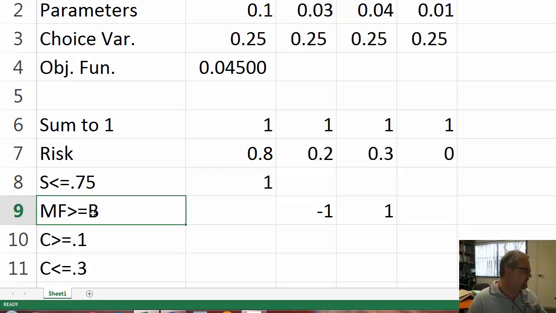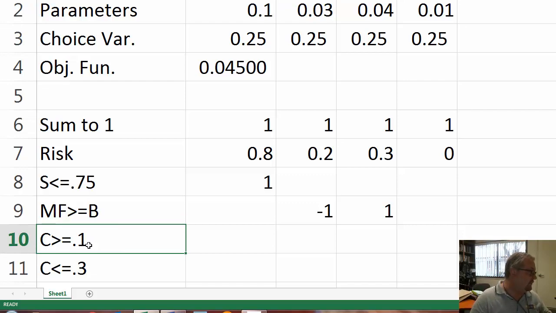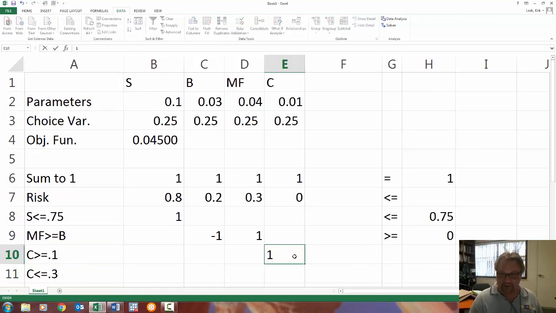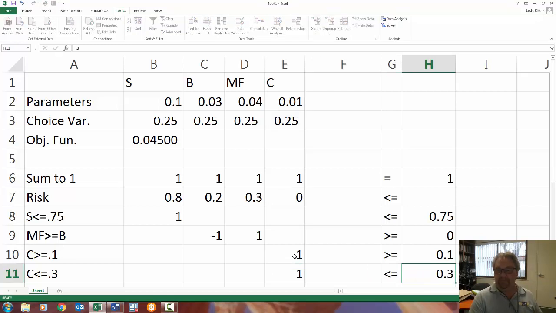And then finally, they give me 2 constraints for cash. So the amount of cash must be at least 10%. That's this one, right? Cash has got to be greater than or equal to 10%, but no more than 30% of the total investment. Well, that's the other side. Cash has got to be less than or equal to 0.3. So I'm going to put a 1 here, and then greater than or equal to 0.1, and then 1, but this is less than or equal to 0.3, okay? And then, of course, I have to do my sum products here.